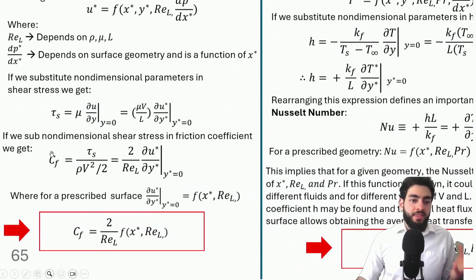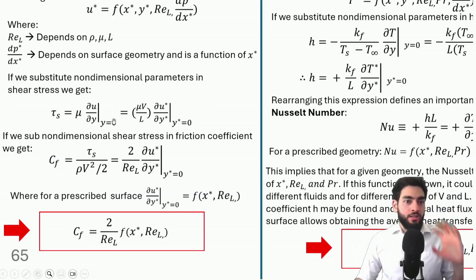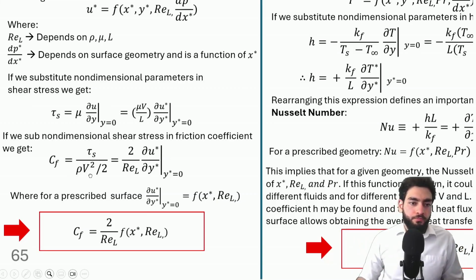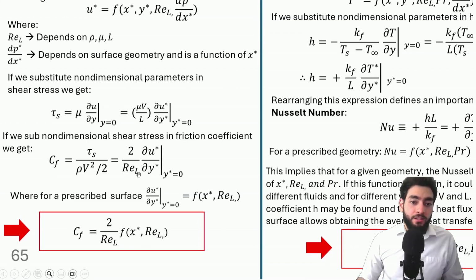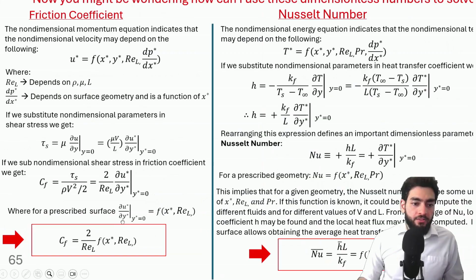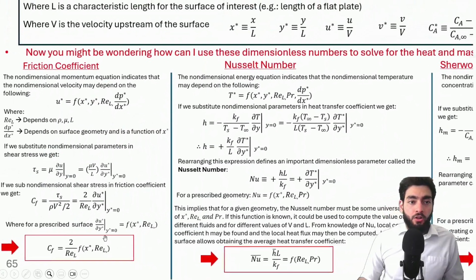Then if you sub that shear stress expression, which is the non-dimensional shear stress expression, into the friction coefficient expression, which I showed you previously as this, then you will get an expression for the friction coefficient that has Reynolds number. And we also know that for a prescribed surface, the gradient of velocity at the surface is a function of non-dimensional x and Reynolds number. And so the friction coefficient then is just a function of the non-dimensional x and Reynolds number altogether.